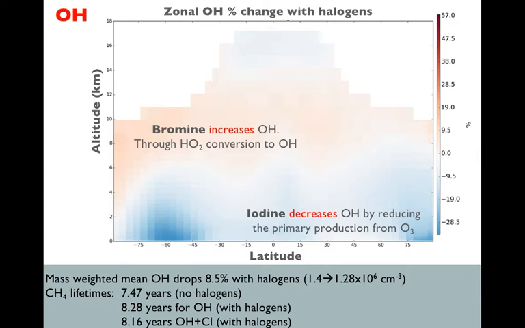Our methane lifetime without any halogens was about 7.47 years. With the halogens, the methane lifetime to OH becomes 8.28 years, but that shortens slightly because we have a new sink which comes in from chlorine chemistry.